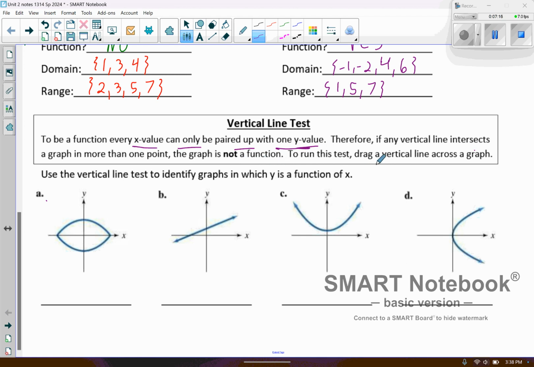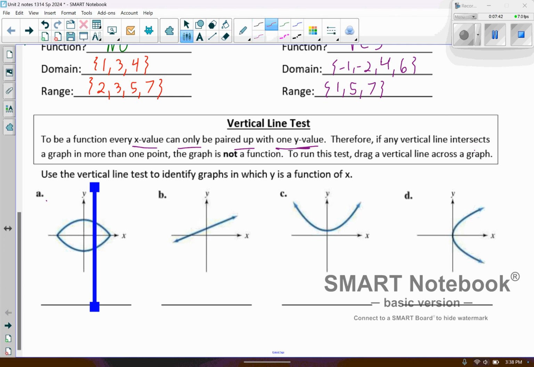To run this test, just drag a vertical line across the graph. That's what I'm going to do here. I'm going to grab a vertical line here. And you can see right away on this first one, this is causing a problem. I'm touching the graph at more than one spot. So if the vertical line intersects the graph at more than one point, it's not a function. I'll show you why here. I'm going to stop right there.